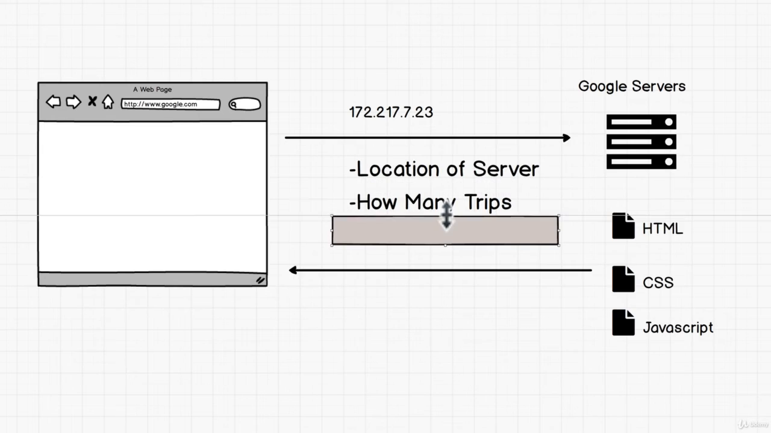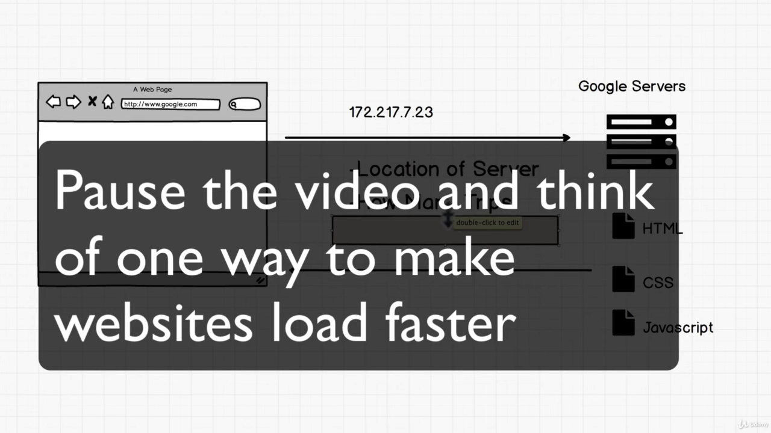So the next one is how many trips. So hopefully, ideally, we just have one trip to the Google servers and Google servers send us all the files that we need back. But as we know, there's new pages, there's searches. So this communication with Google is back and forth, back and forth. And the less trips we have, the faster that we'll be able to get the files. So how many trips?